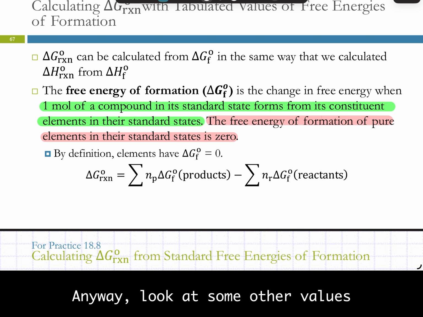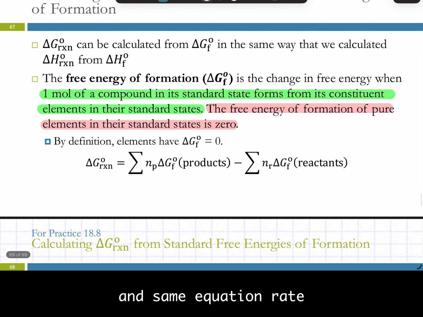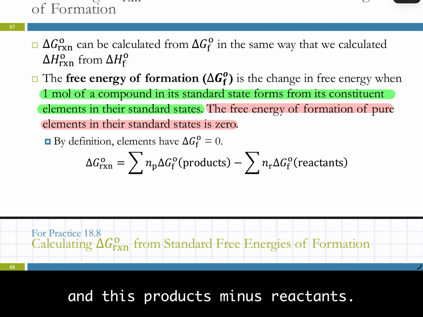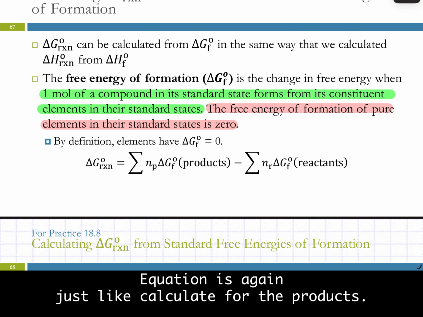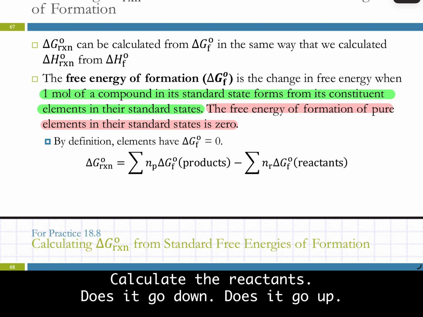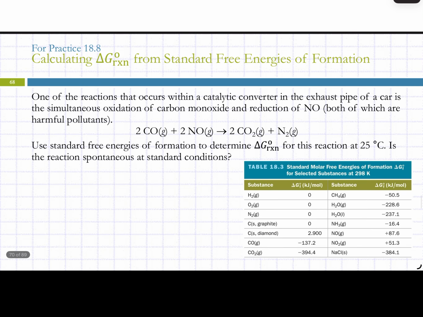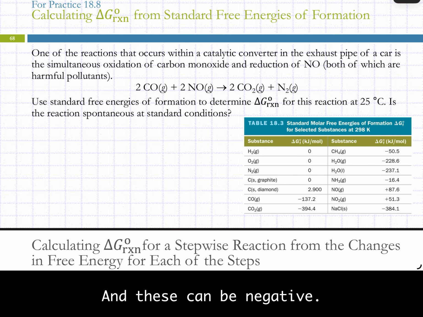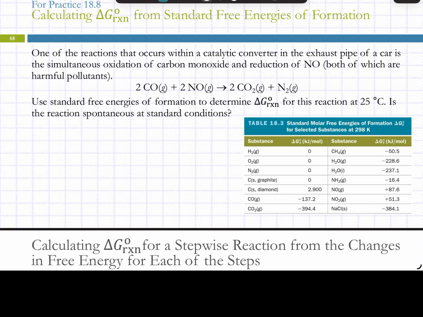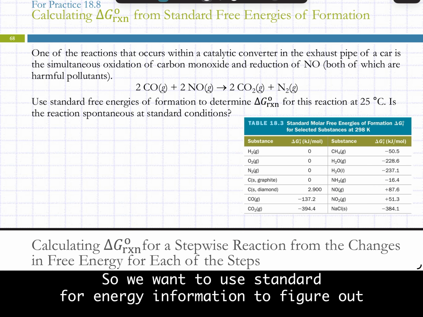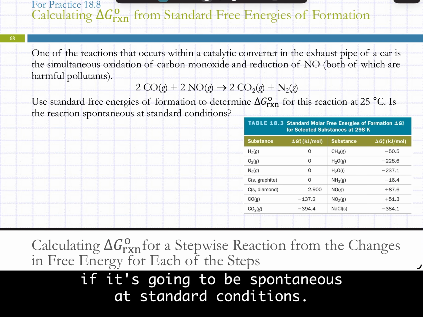Maybe look at some other values. But again, same equation, right? Products minus reactants. And this products minus reactants equation is, again, just like calculate for the products, calculate for the reactants. Does it go down? Does it go up? And these can be negative. So we want to use standard free energies of formation to figure out if it's going to be spontaneous at standard conditions.